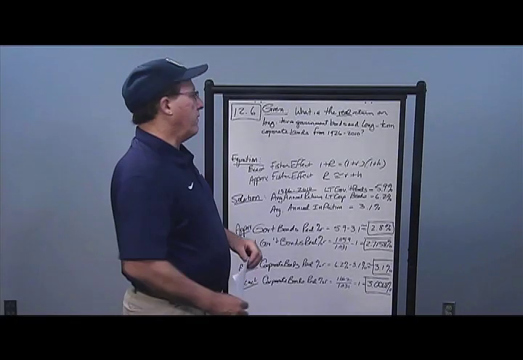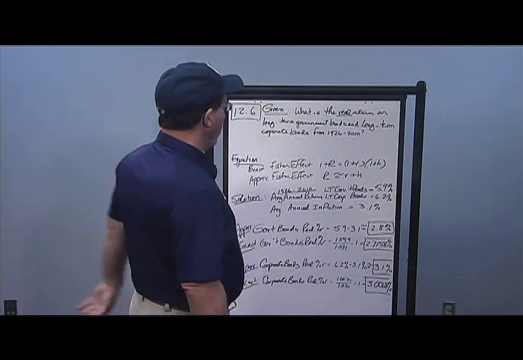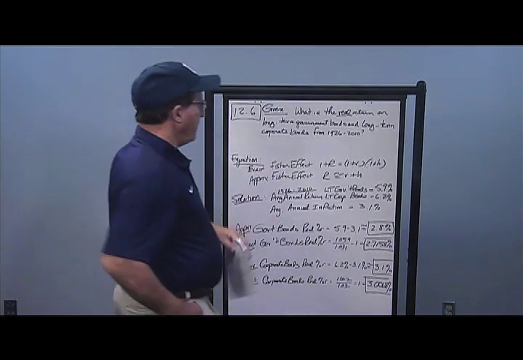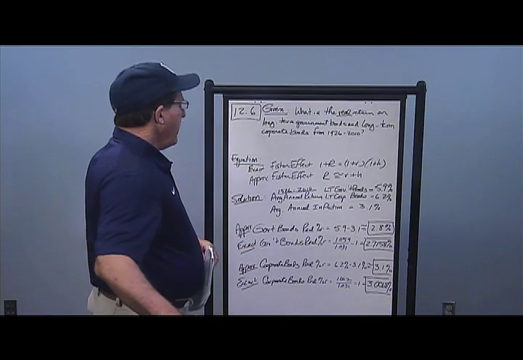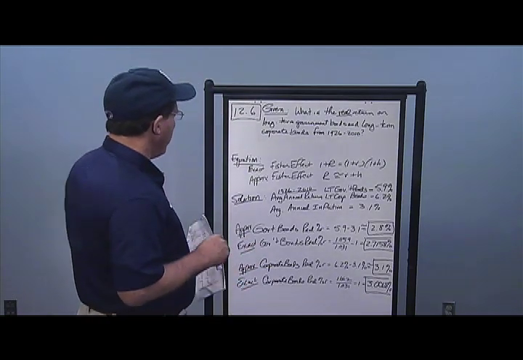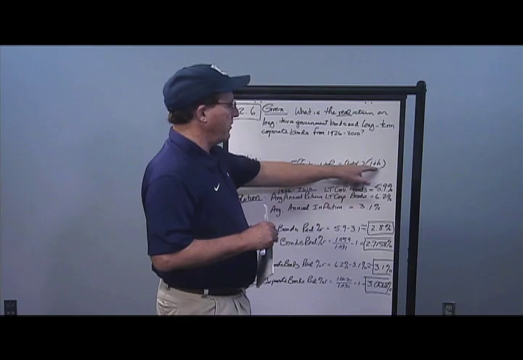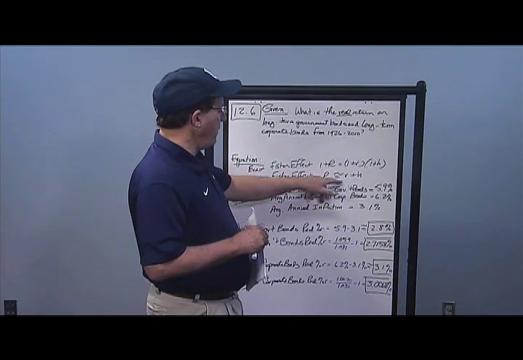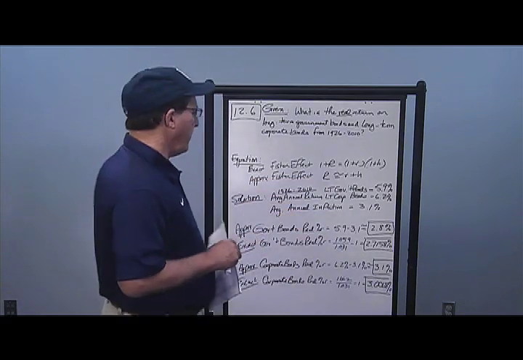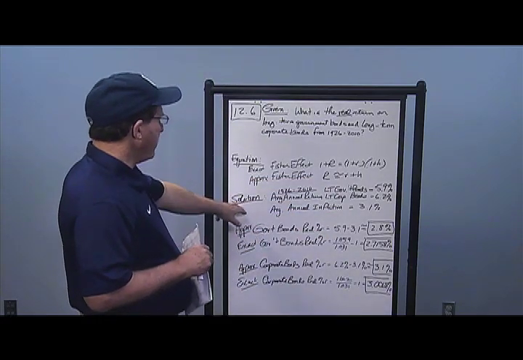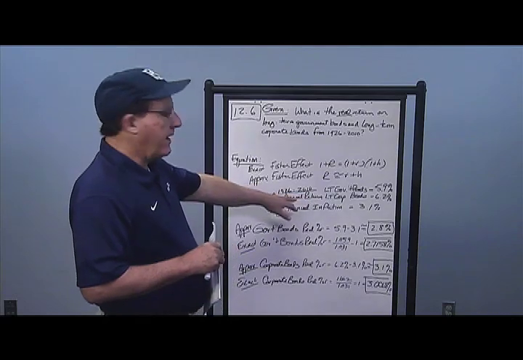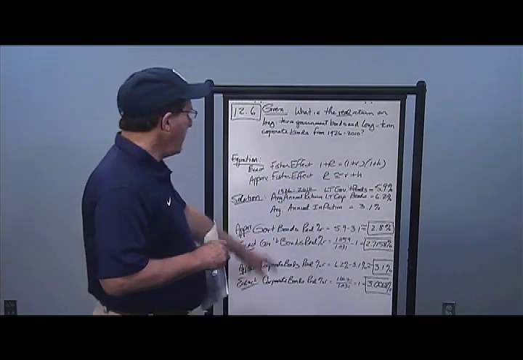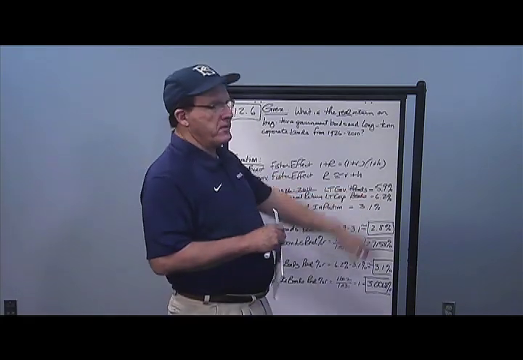In problem 12.6, given what's the real return on long-term government bonds and long-term corporate bonds from 1926 to 2010. Again, we're going to use the Fisher effect. 1 plus the nominal rate is 1 plus real times 1 plus h. That's your exact Fisher. And the approximate Fisher is big R is equal to approximately little r plus h. We see from the book that from Ibbotson and Sinquefield, the average annual return for long-term government bonds is about 5.9%. And for long-term corporate bonds, about 6.2%.